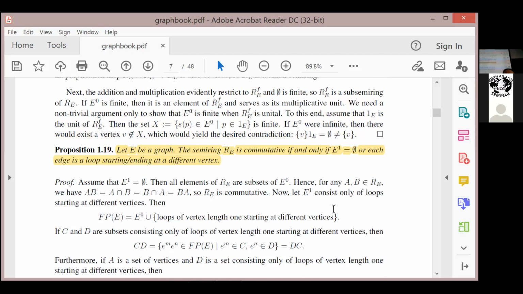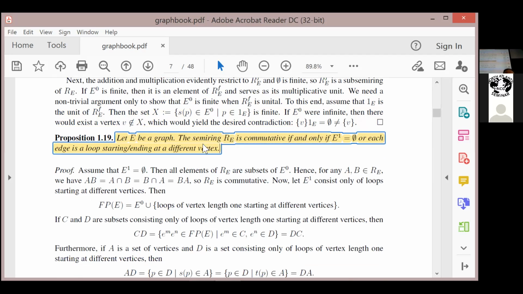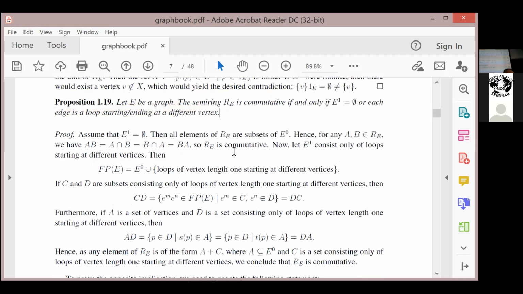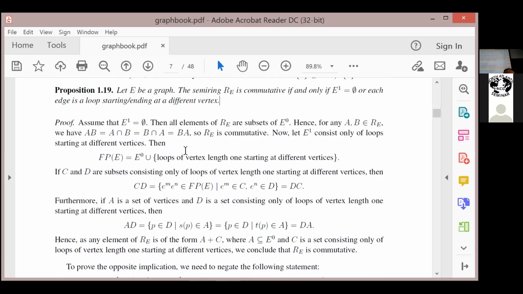Okay, and here the reasoning is not completely trivial, so I hope it will be more enjoyable. Of course, nothing here is difficult, but at least it's not so completely trivial as with the previous proposition. So for starters, let me assume that E1 is the empty set. Then obviously all elements of RE are subsets of E0 because the only paths are vertices. But if my paths are vertices, then the multiplication is simply nothing but the intersection, right?